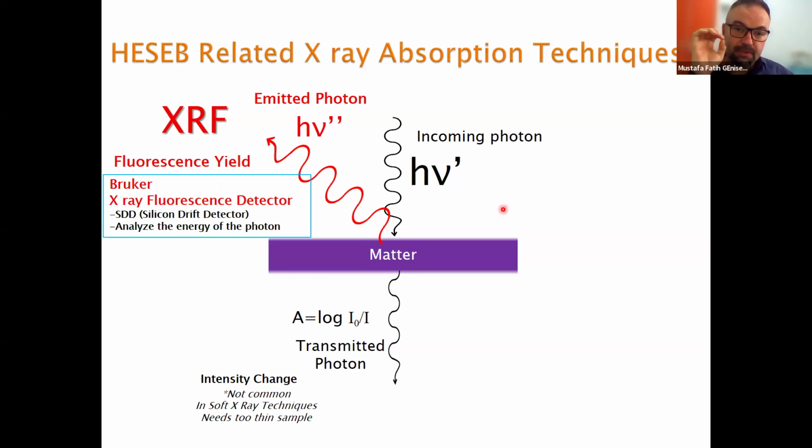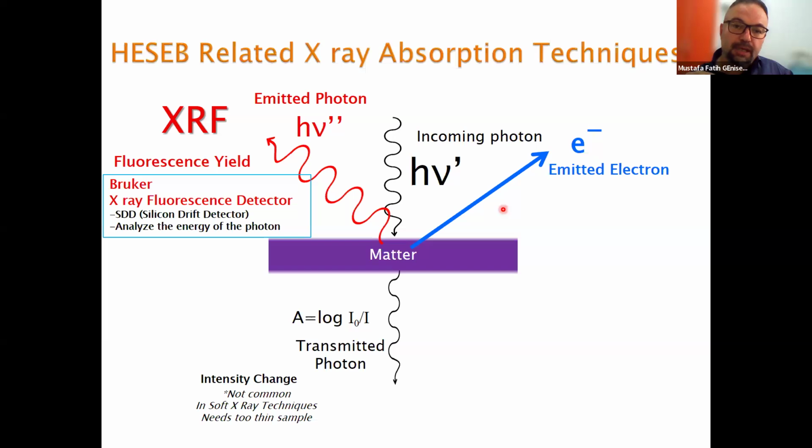Why is the SDD detector important? It's not just counting the photons which are emitted from our sample. Also, it can analyze their energy, which is important.